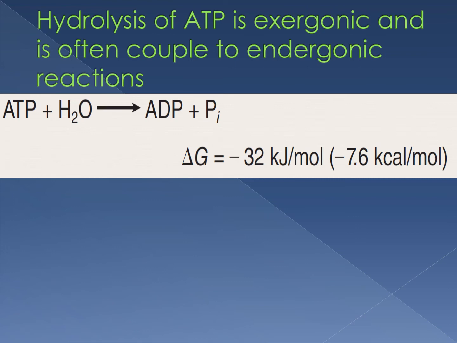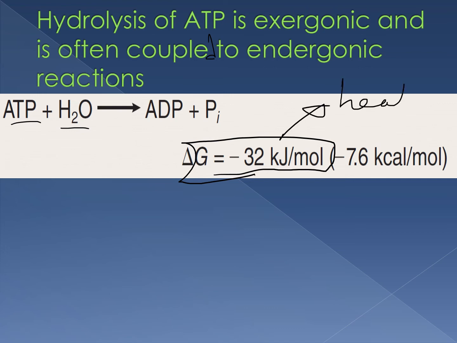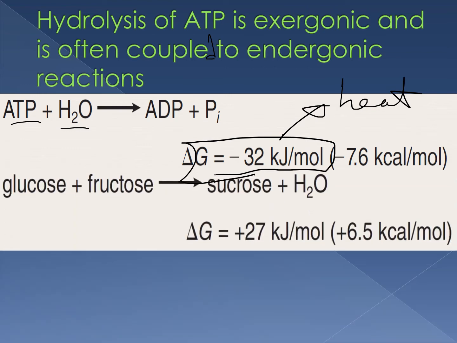Hydrolysis of ATP is exergonic and is often coupled to endergonic reactions. So ATP is hydrolyzed. Oh yeah, I remembered it correctly. It's got a negative 32 kilojoules per mole change in free energy. So lots of energy is released to the environment as heat. Some of it we use to do useful things.